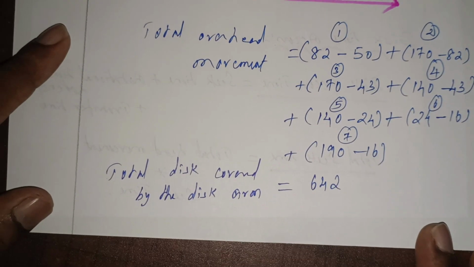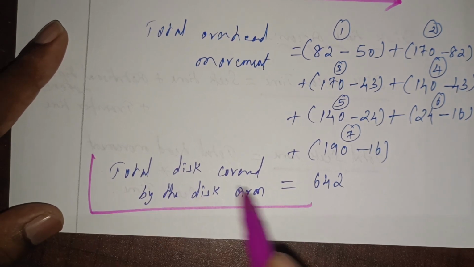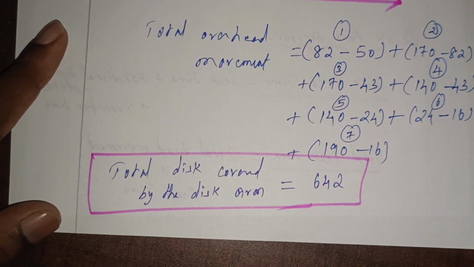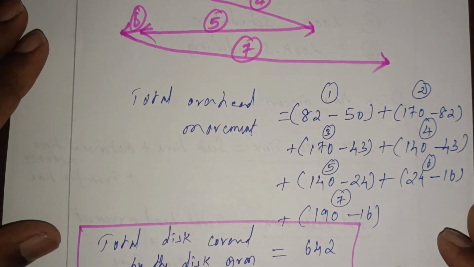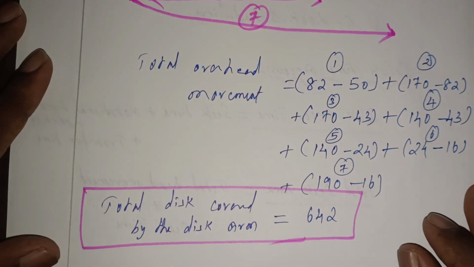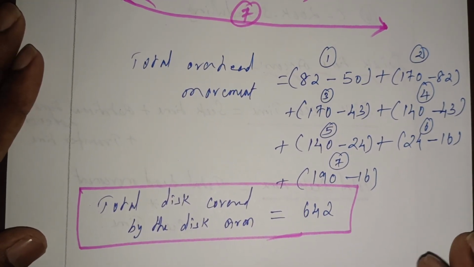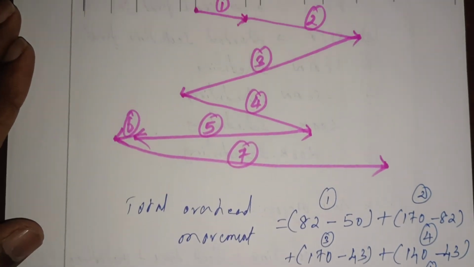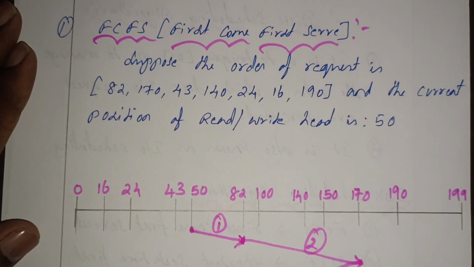So let's check whether this 642 is the effective total disk arm movement, or else we have 6 different algorithms, right? We are going to choose which among these 6 gives the better movement of the disk arm, right? So this is all about how to calculate disk scheduling for the first come first serve algorithm.